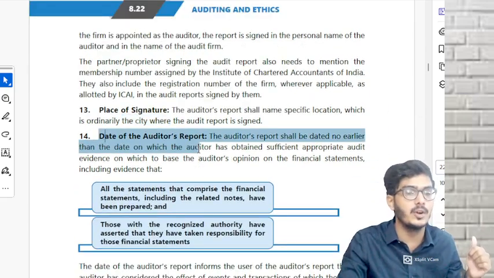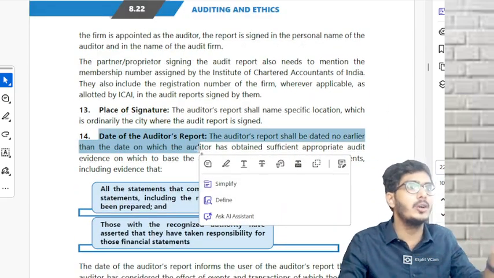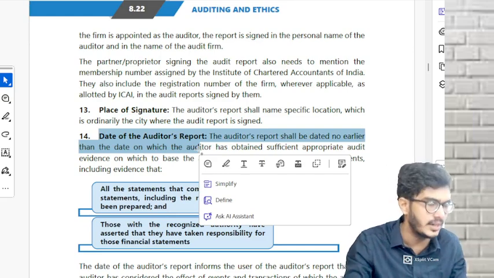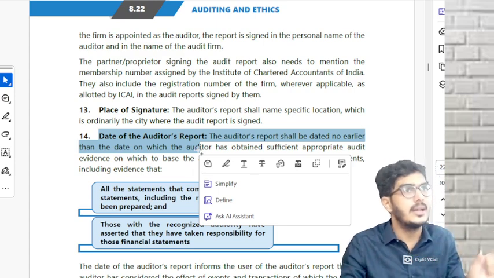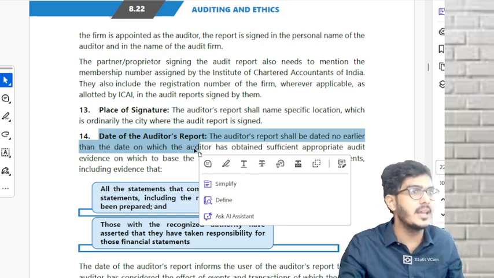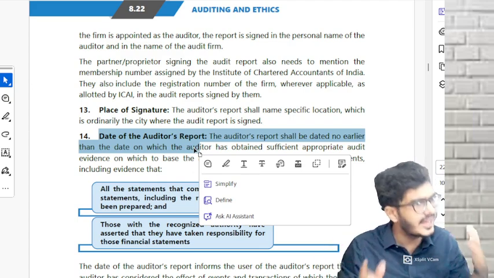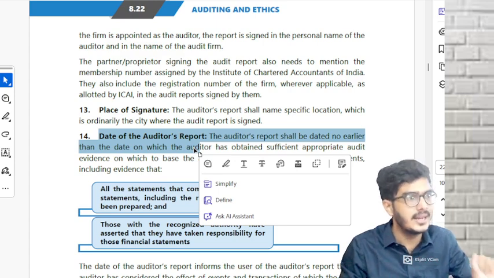Then comes date of auditor's report. You think and tell me, can the auditor sign and date? There must always be a date of the auditor's report. On that date, you have signed it basically. Can the auditor date the auditor's report before obtaining sign? No. Only and only once you are satisfied that you have obtained sign, then you put the date and signature.